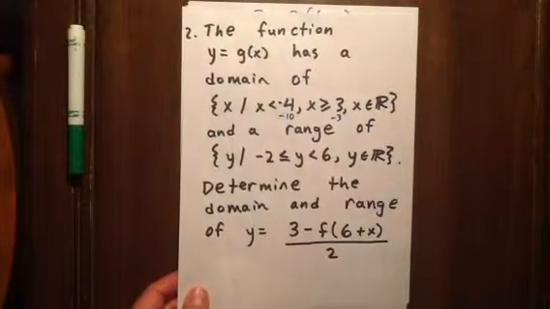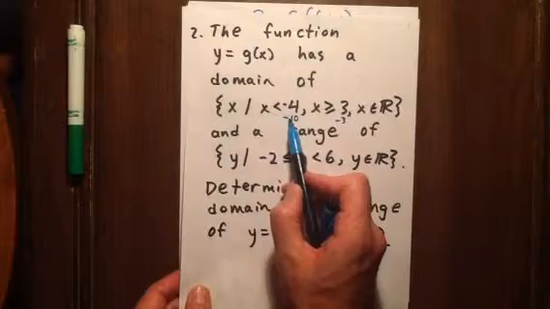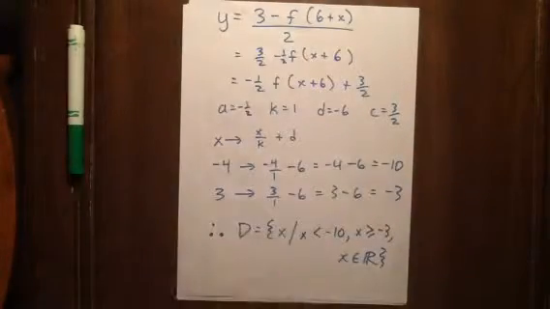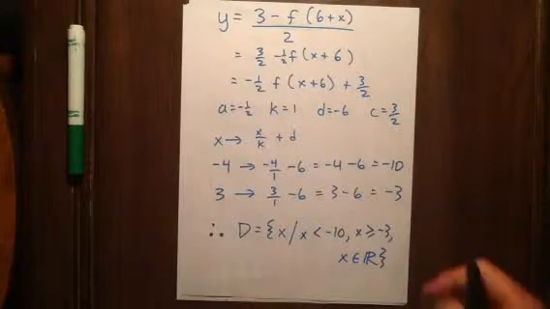Negative 4 became negative 10, 3 became negative 3, and there's no need to change the direction of our inequality, so our new domain will be x less than negative 10, x greater than or equal to negative 3. x element of the reals.